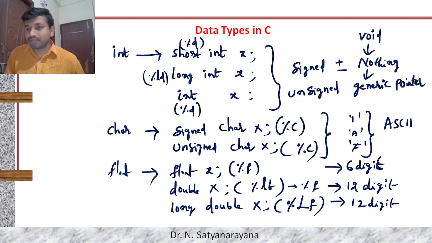Void means the function is returning nothing. If you want to deal with a pointer that can hold the address of any variable, we define it as a generic pointer. We will discuss that in the later courses. So these are the preliminary issues.